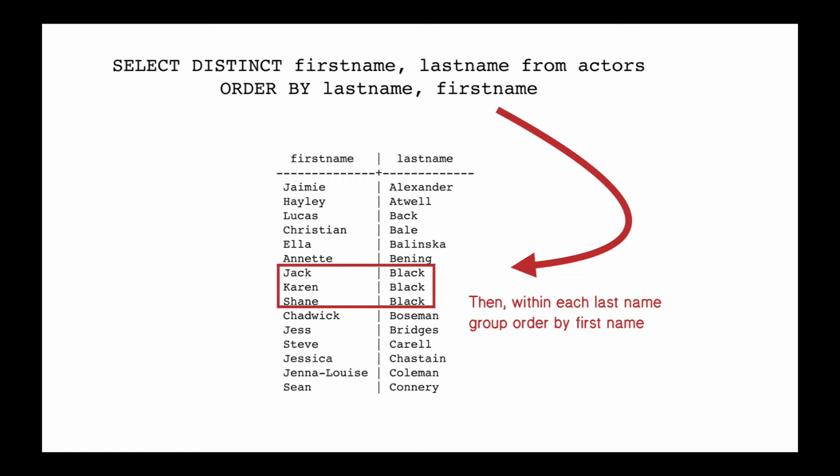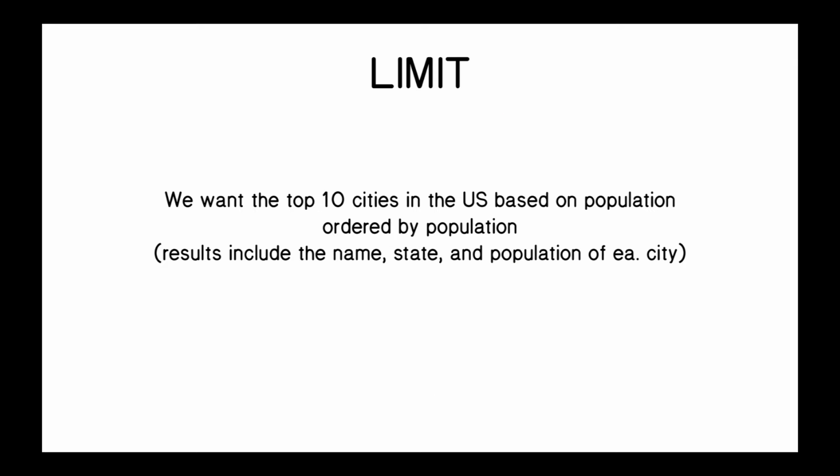That's where that second column comes in. So within each last name group, we order by the first name. And that's where we get this: Jack comes before Karen and Karen comes before Shane. So we get this alphabetical ordering within Black, based on first name.